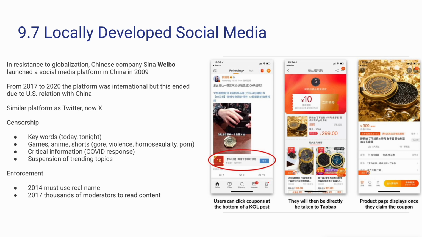So there are some enforcements. For example, in 2014, users must use their real name. And in China, they have a lot of moderators that read content.